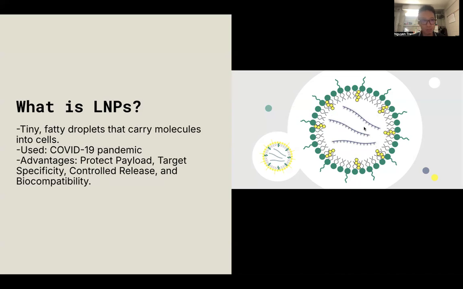Secondly, its target specificity, which means that it is functionalized with ligands for precise delivery of these molecules to the specific place, for example, to the lungs. Thirdly, its controlled release: it efficiently releases the payload, the mRNA, inside cells, not outside into the blood or something like that. And finally, its biocompatibility: it is designed to minimize toxicity and be broken down naturally, so that we don't need to worry about where it is wandering around our body once it enters the cells.